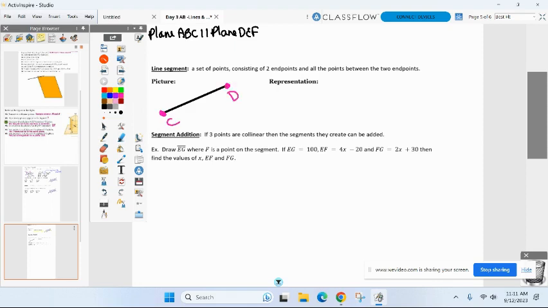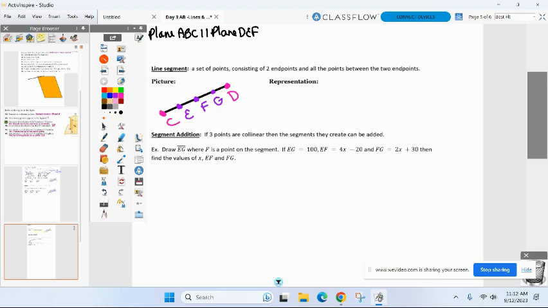Okay, endpoints. What's in between the two endpoints? Infinite points. So I want to throw on a couple more points to prove something here. So let's throw on E, F, and G here.